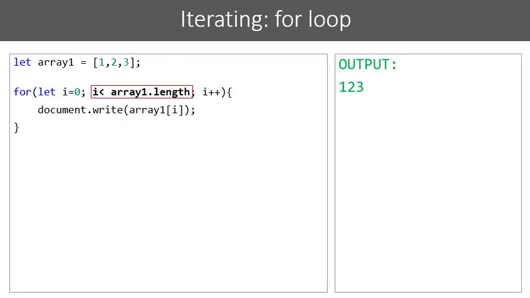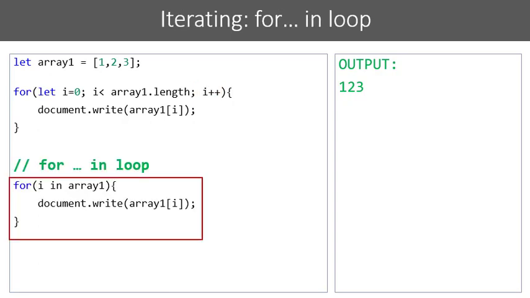Then we write a condition to make sure that the value of the index variable remains less than the array length. This condition is checked before every iteration. And then we access the element of the array using the index variable within square brackets after the array name. And then we increment the index variable after each iteration. So this is the traditional way to iterate through arrays.